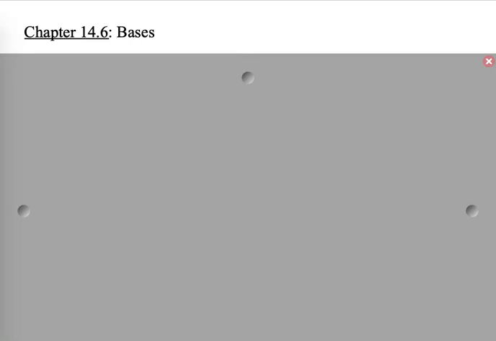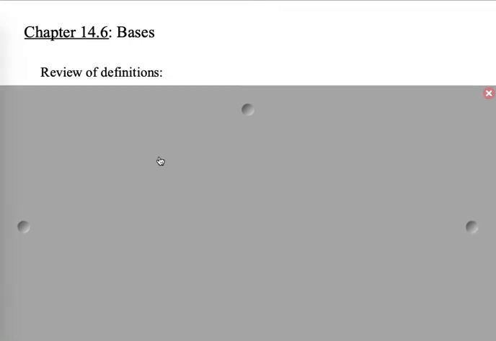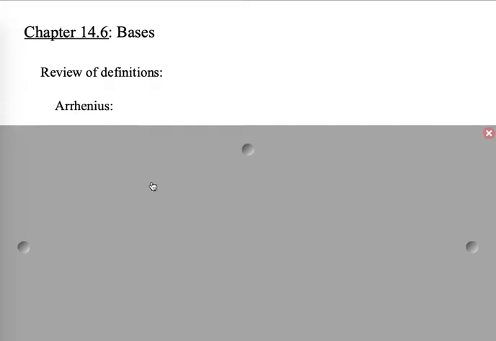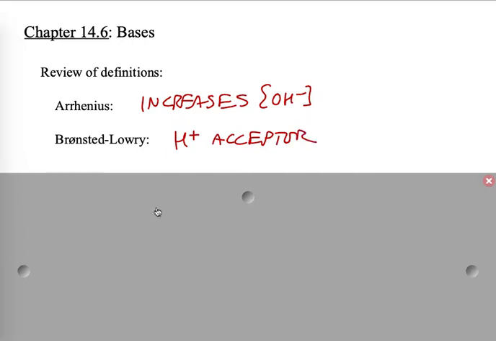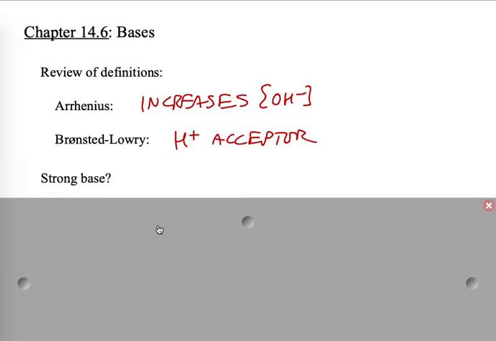I'd like to talk about bases as described in chapter 14.6. Let's review our definitions of bases according to the theories we learned about earlier in the unit. According to the Arrhenius definition or model of acids and bases, a base is a substance that increases the concentration of the hydroxide anion when you place it in water, whereas a Bronsted-Lowry base is a proton acceptor.